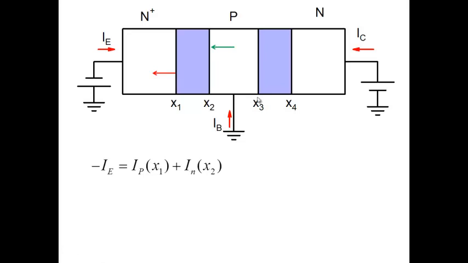Say you forward bias the emitter base junction. What will happen is holes will flow here. This is my hole current, and this is my electron current. Note that electrons will be injected here, but the direction of the current will be here. So IPX1 plus INX2. We have already seen that current in the PN junction, you can calculate by looking at minority carrier currents. Minority carrier current here, which is IPX1, and minority carrier current here, which is INX2.